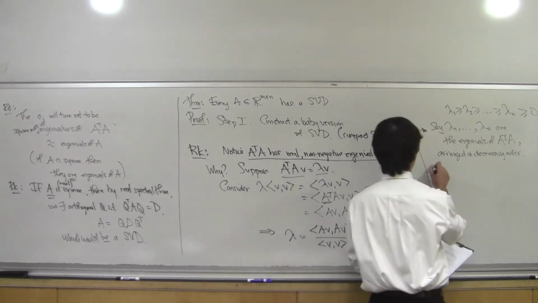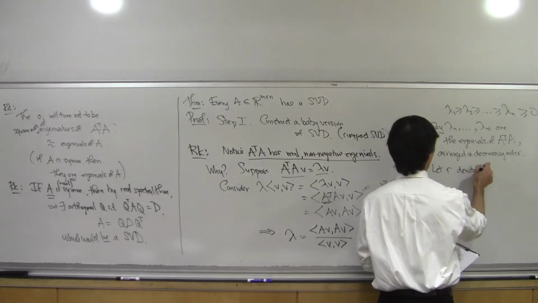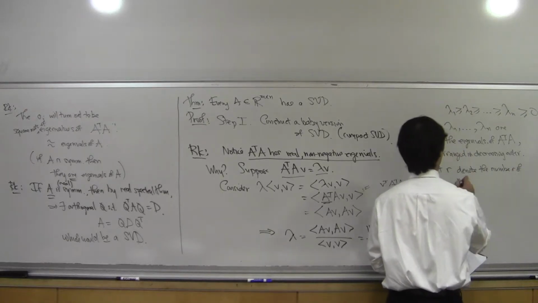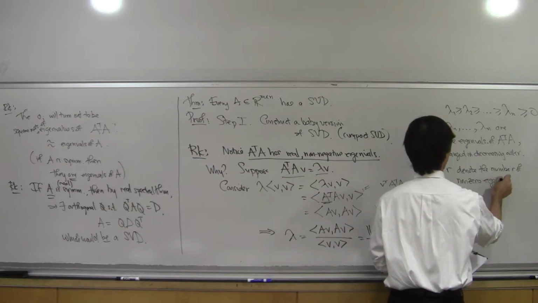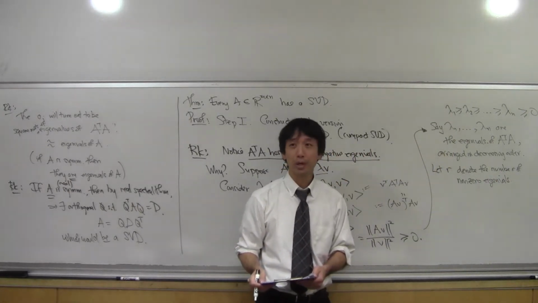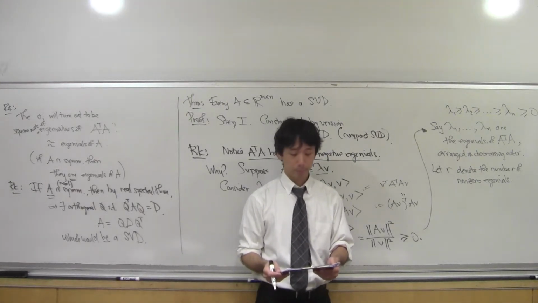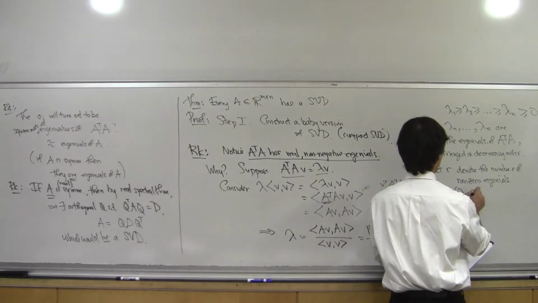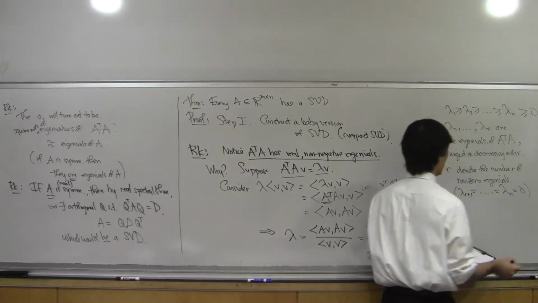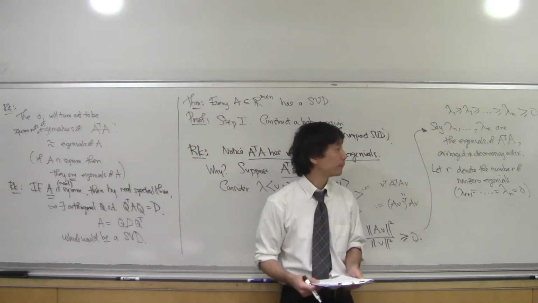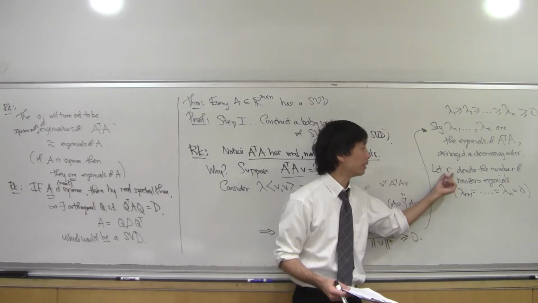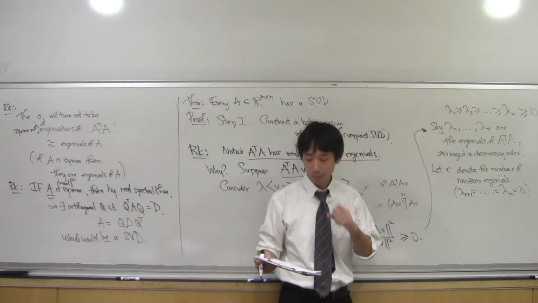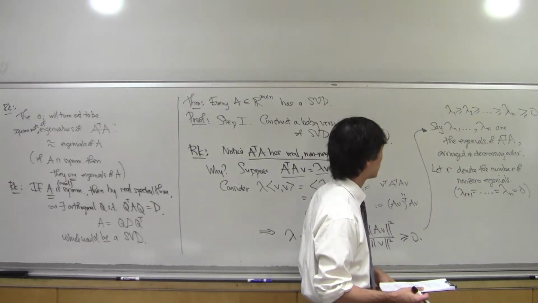Okay, and let R denote the number of non-zero eigenvalues. So in other words, lambda r plus 1 onwards are all 0. It may be that they're all non-zero, but anyway, let R be the number of them that are non-zero, and then the remainder of them are 0.